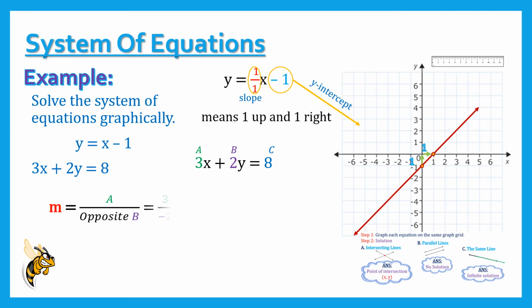Your slope is always going to equal a over the opposite of b, so therefore it's going to be 3 over negative 2 because the opposite of positive 2 is negative 2, and that is equal to negative 3 over 2. It's a negative slope, but whenever you're graphing, you want to make sure you put a negative either in the top or in the bottom. It's my preference to always put it in the top.